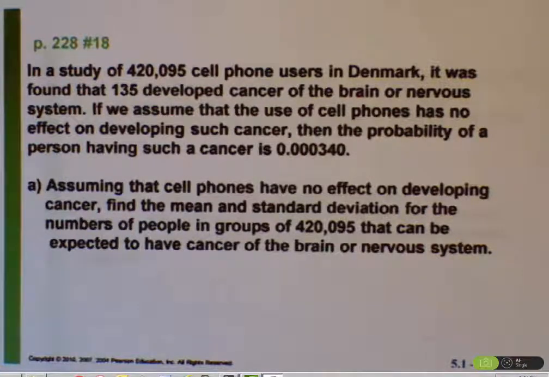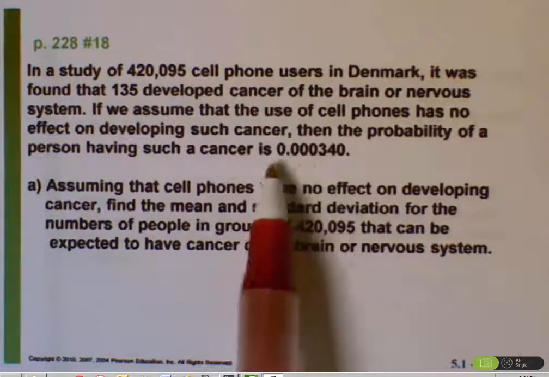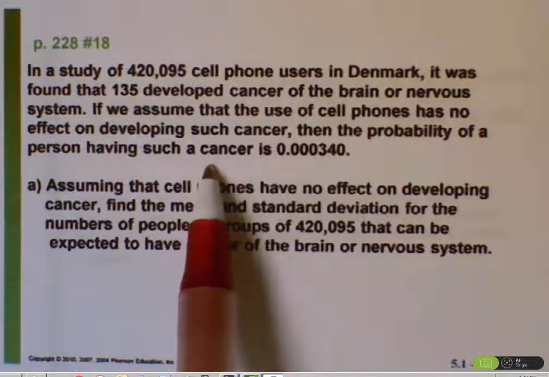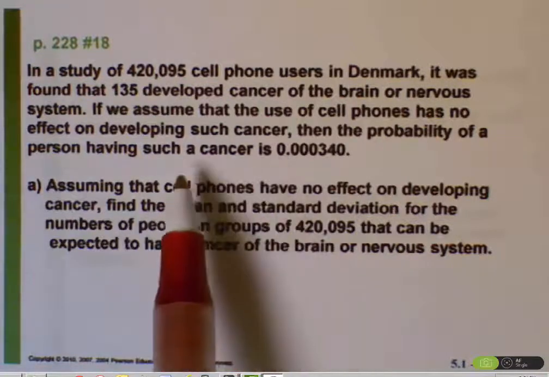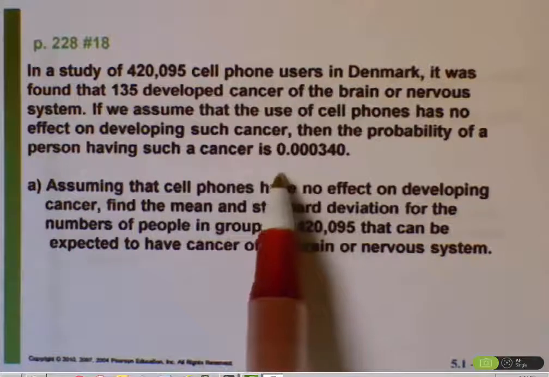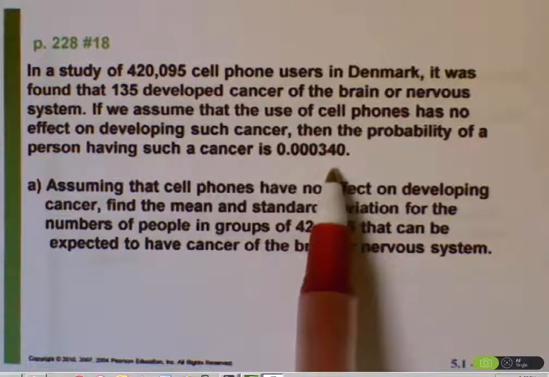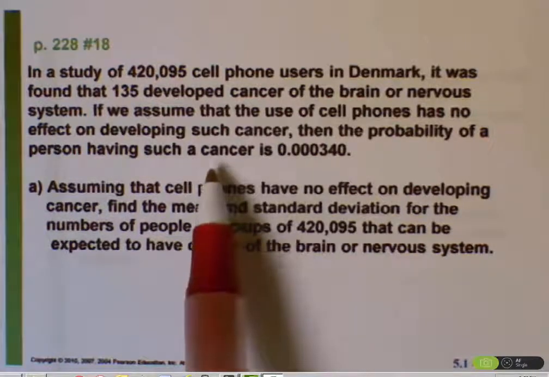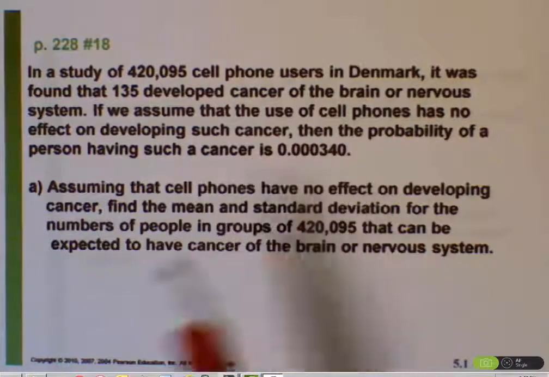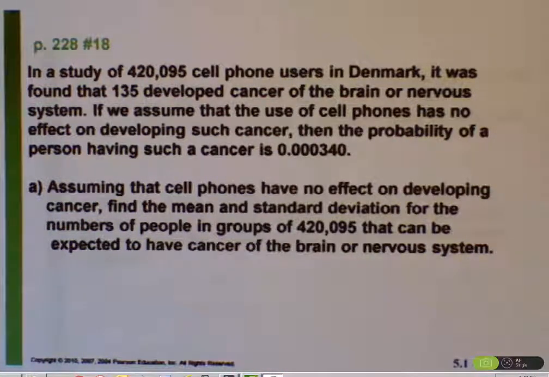I wonder if using the cell phones caused these 135 to develop brain or nervous system cancer. Well, medical researchers tell us that the probability of developing that particular type of cancer, whether you use cell phones or not, is 0.00034. So even if you had never held a cell phone to your ear, there's still a chance that you would develop that type of cancer. Let's see how many people we should have expected to get that type of cancer out of that study group, even if the cell phones were having no effect on the cancer.